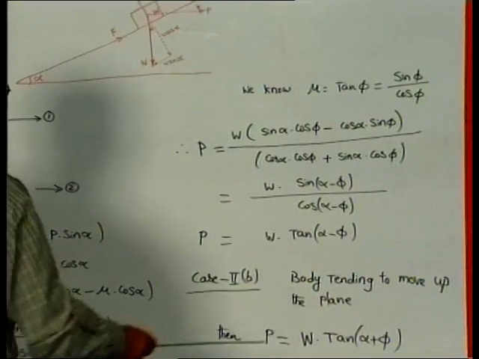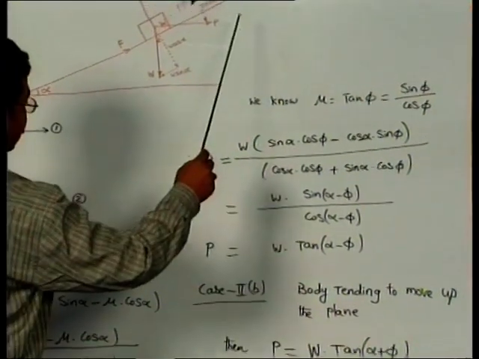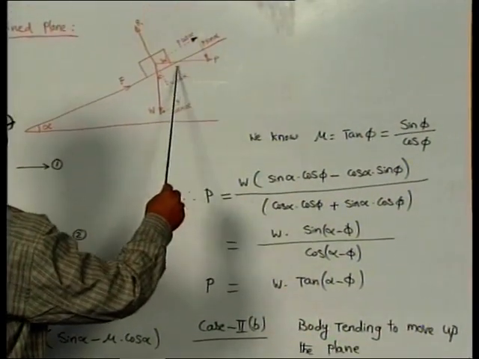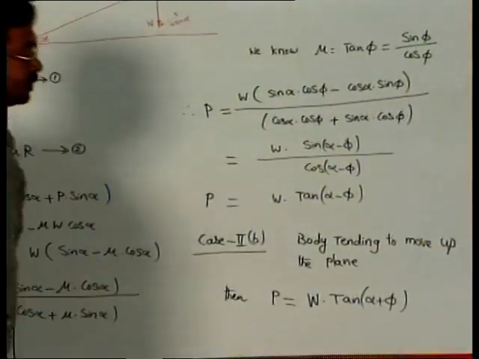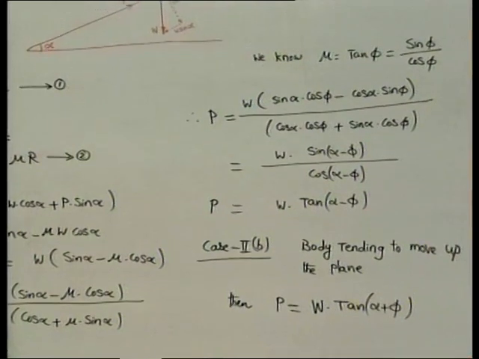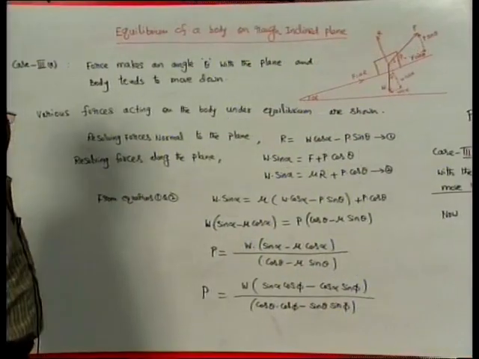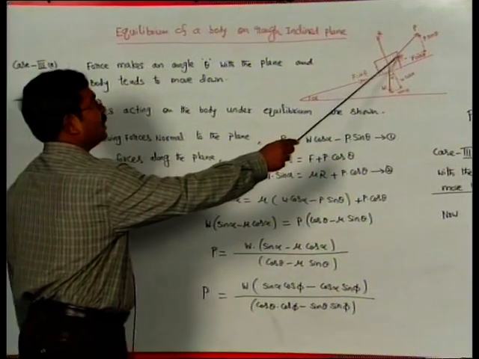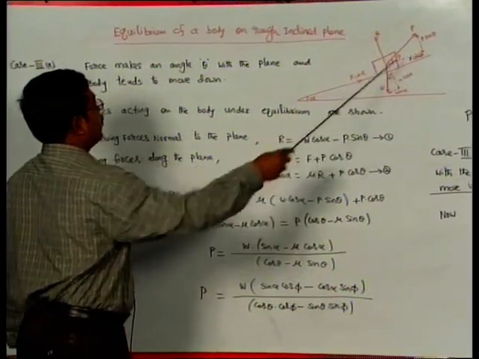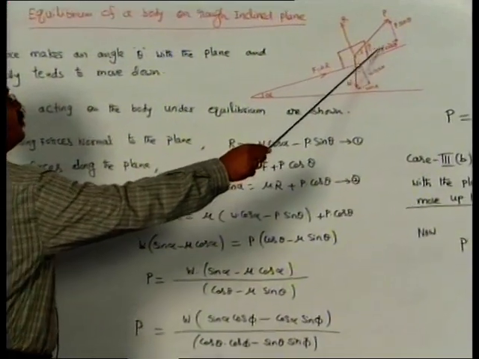So, suppose the body is tending to move up, then the frictional force will be acting in the opposite direction. Then the formula becomes P is equal to W tan of alpha plus phi. Now, we will see the third case, where the force is making an angle theta with the plane and the body is tending to move down.